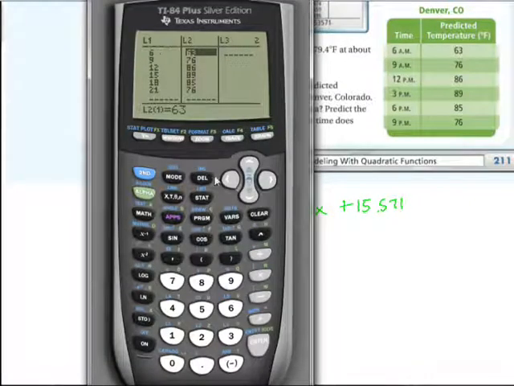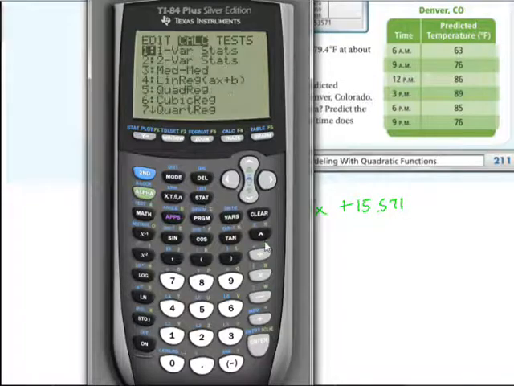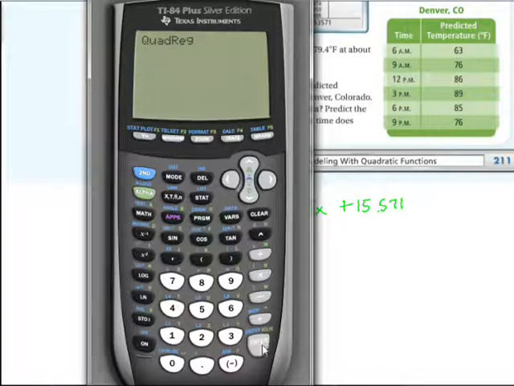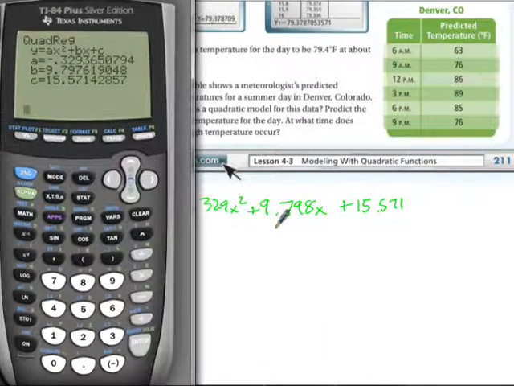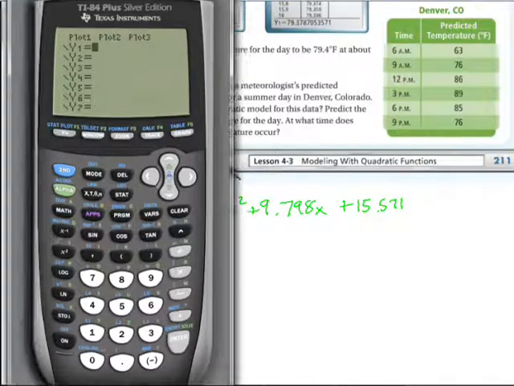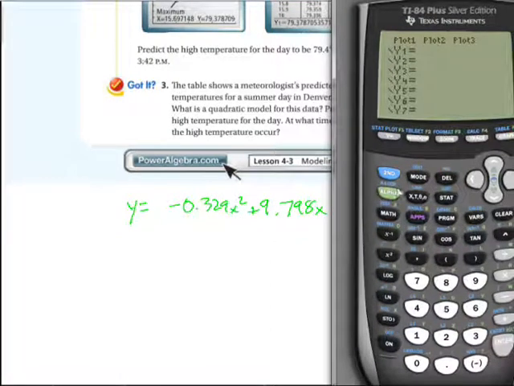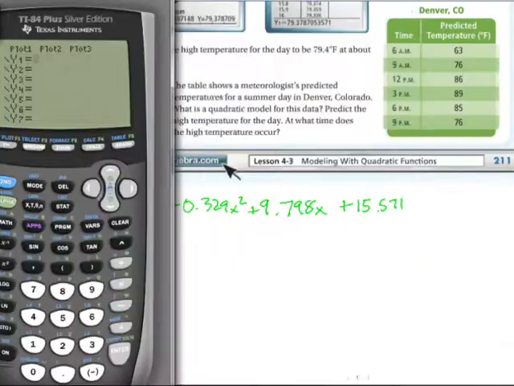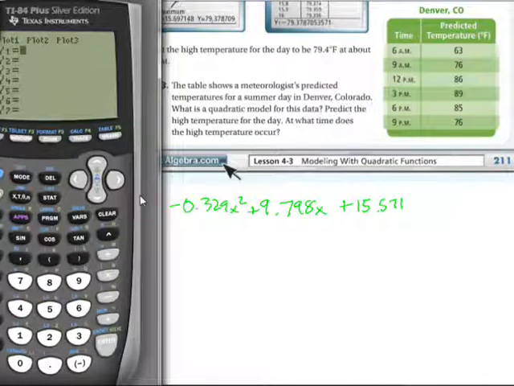In a TI, I put it all in, and I go to stat, and I scroll over to calc, and then I go down here to quad reg, and I hit enter, and it gives me all the same information that the Casio did. I just have to write it down, and then in the TI, I could then go to y equals and actually put these numbers in, and I would get the same thing. So, actually, let me do that so I can remind some of us of how to find the max.